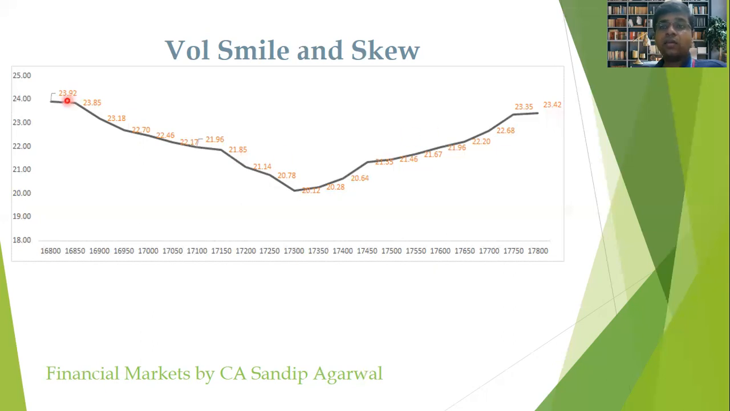Whereas in case the IV is not in the form of a smile, at that point of time positional option selling, that is carrying your option selling position for more than a day, is not recommended at all, because it is expected that the market is very volatile and it can lead to a series of gap ups and gap downs the next day. What do you mean by gap ups and gap downs?